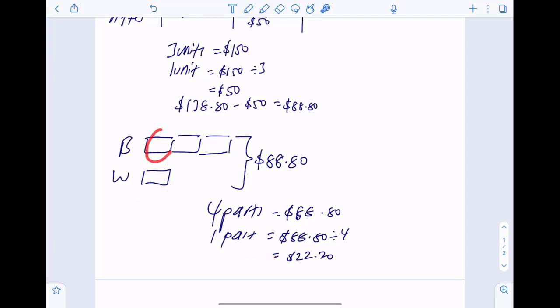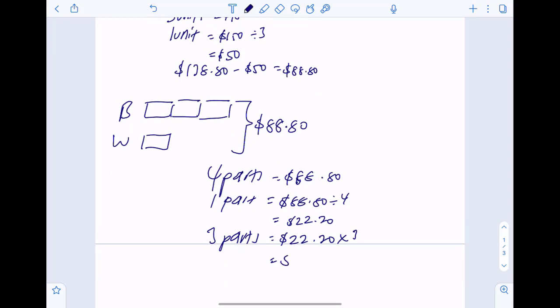They want to find the cost of the backpack, which is 3 boxes, 3 parts. So 3 parts will be equal to $22.20 times 3. That will be $66.60 for our final answer for this question.